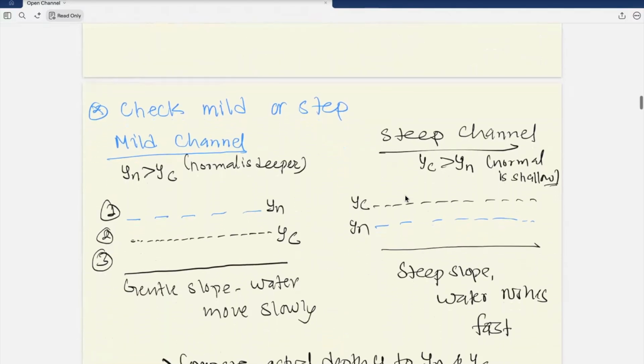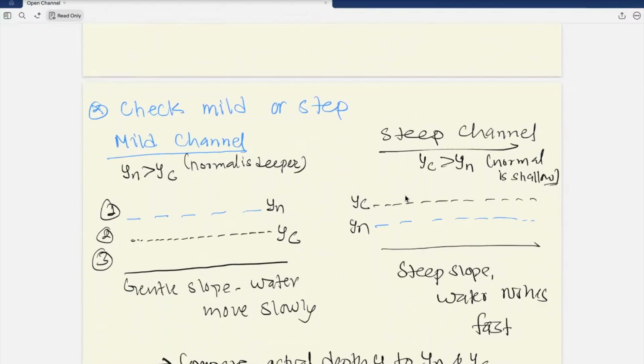So to check for mild or steep slope, I have written here some easy ways to remember. For mild slope, I have drawn normal depth as well as critical depth, and we can consider this black line as a gentle slope or water moving slowly. So the first one we consider as zone 1, the second zone 2, and the third zone 3.